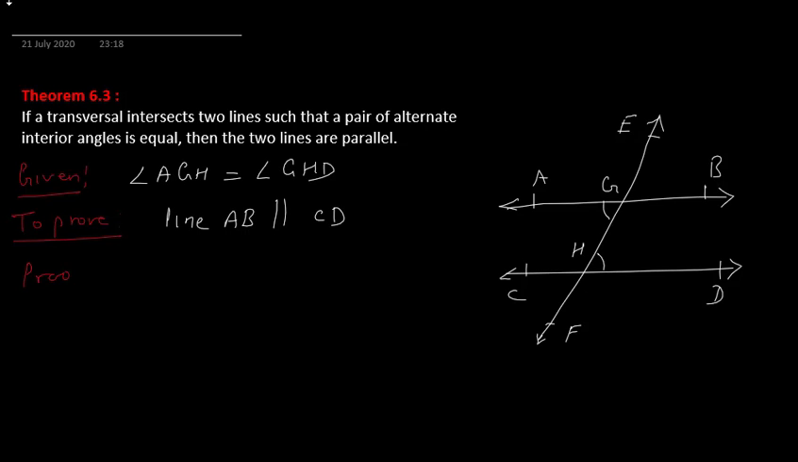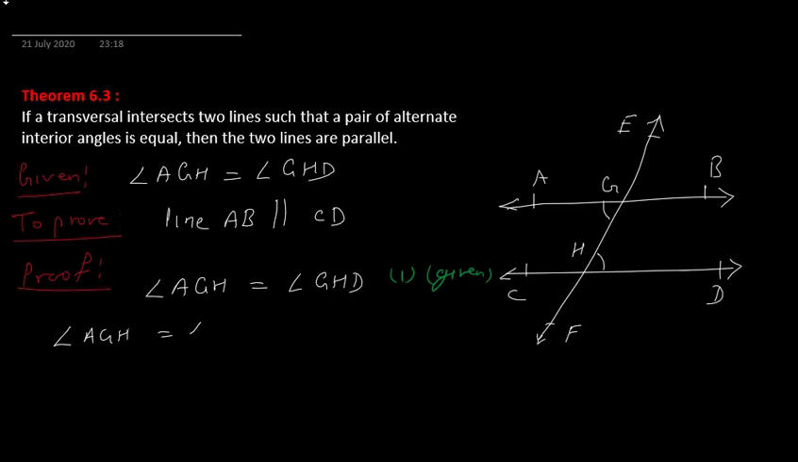So in the proof, first I will write what is given. That is, angle AGH is equal to angle GHD. This is your first equation. It is given, right? You will write given. Second, I will say that angle AGH is equal to angle AGB.